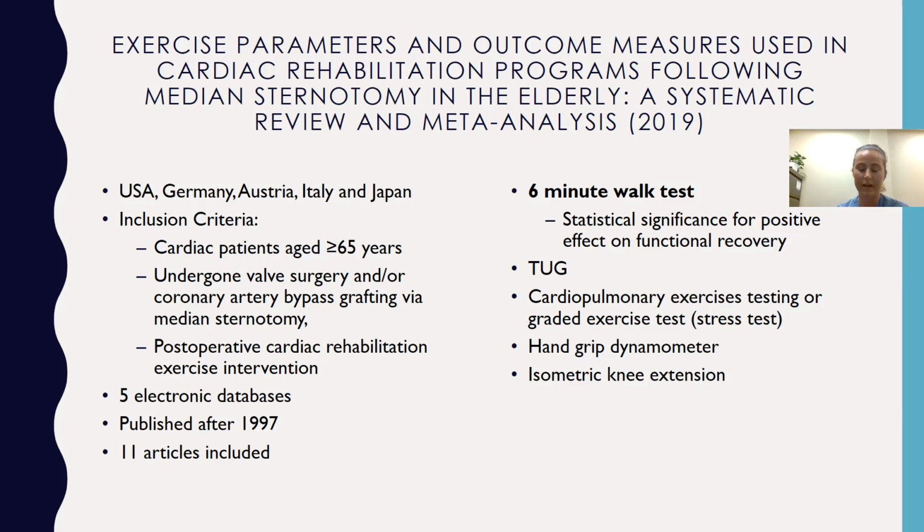So the outcome measures that they looked at were the 6-minute walk test, the timed up and go, cardiopulmonary exercise testing or graded exercise test, the hand grip dynamometer, and isometric knee extension. And what they found was the 6-minute walk test was statistically the most significant for positive effect on functional recovery. I do want to note that all of these outcome measures were statistically significant, but the 6-minute walk test was the most statistically significant of them all.